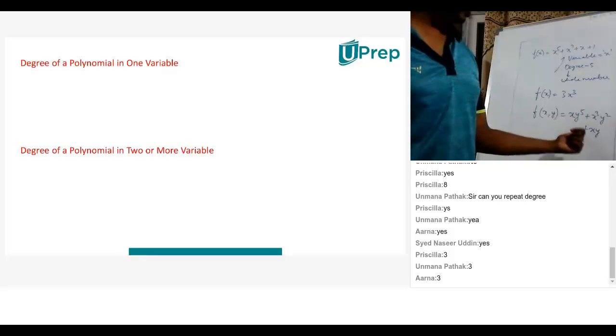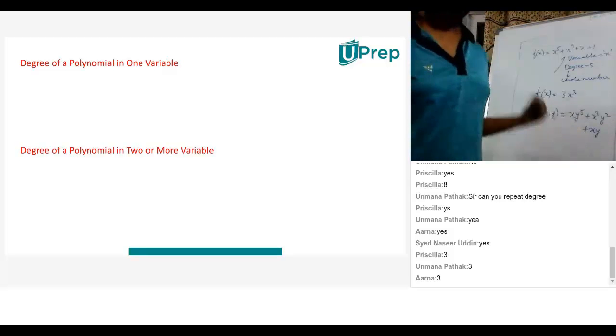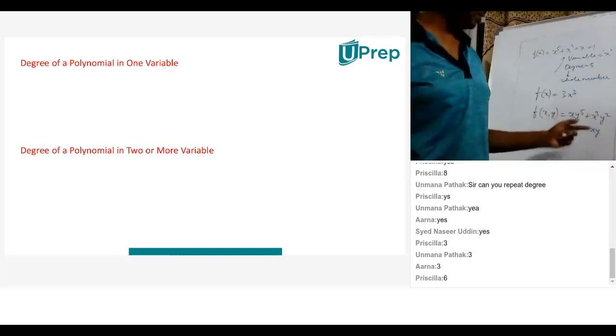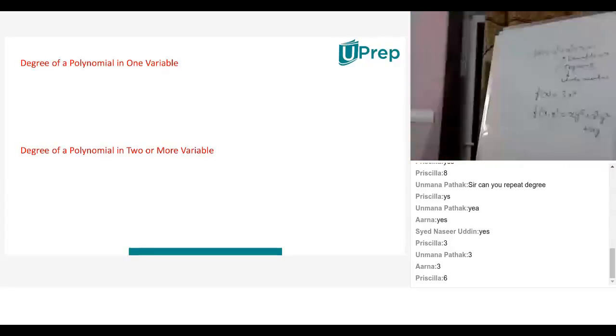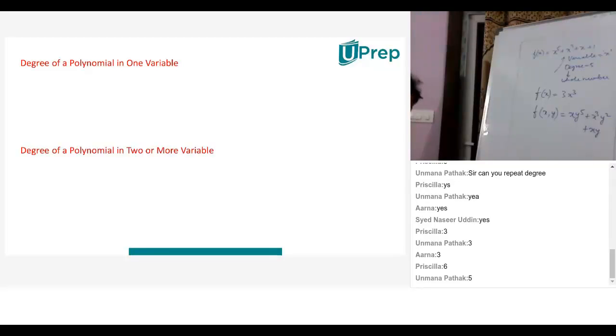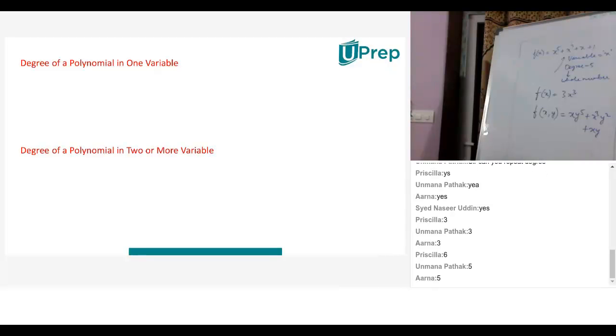Children, can you guess the degree of this polynomial now in two variables? Write the answer please. This will ask 6. Okay. Any other answer? Children, give me answers. 5. Okay, different answers I have. What about the others? Arna and Sayed? Give me an answer please. I am guessing that Sayed will also type 5. 5.